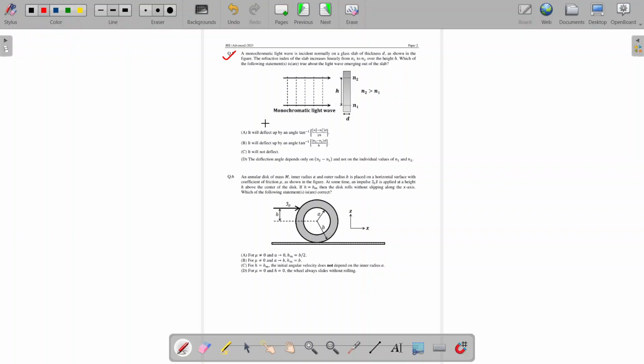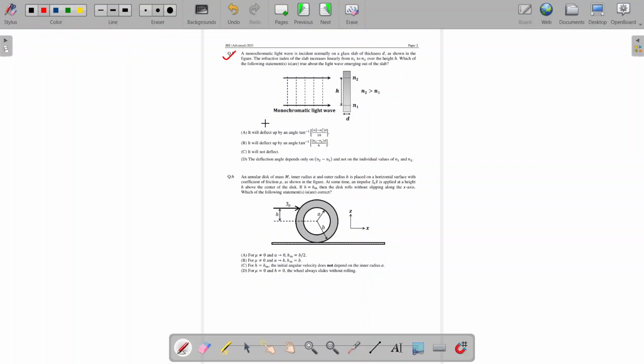So the glass slab is such that the refractive index of the glass slab changes from bottom to top in an increasing way. So its refractive index is increasing, and because of this, optical path length of light will vary.